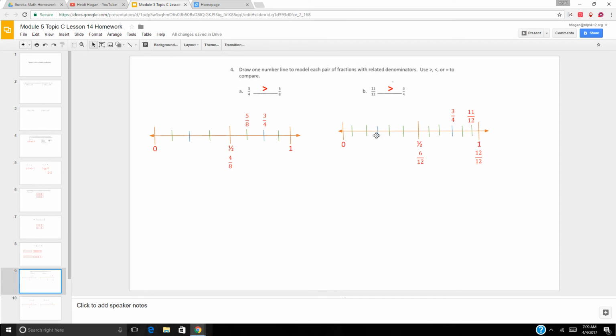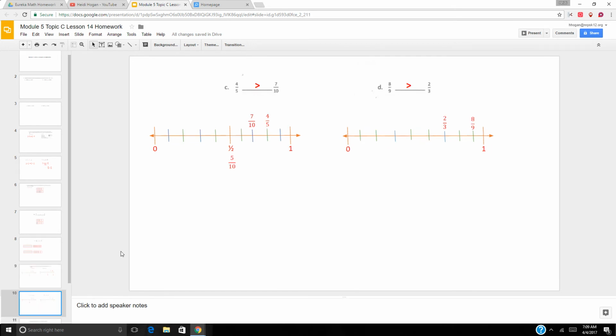Make your fourths: divide your half in half, and that will give you fourths. And if you divide the fourths into 1, 2, 3 pieces, you'll have 12ths. 1, 2, 3, 4, 5, 6, 7, 8, 9, 10, 11, 12. So again, you have to use what you know about fractions to help you.